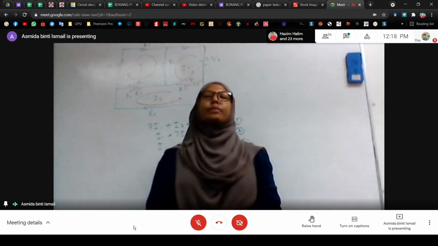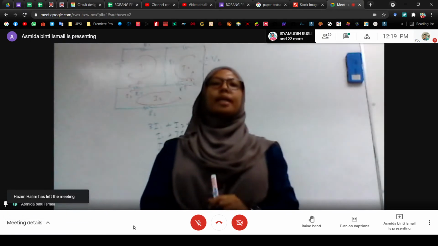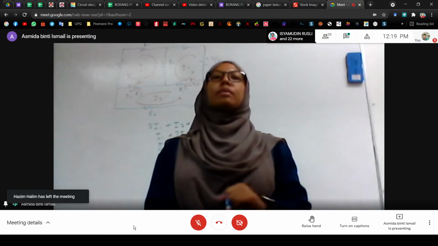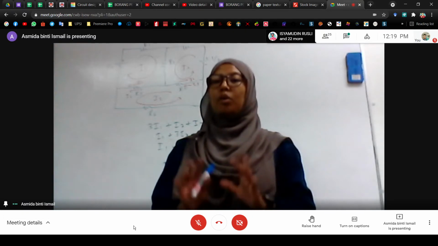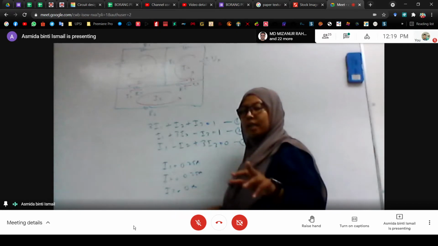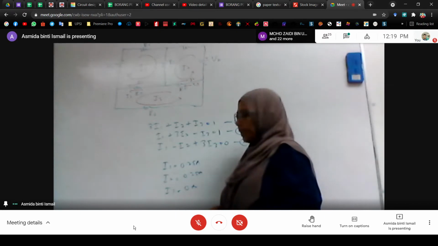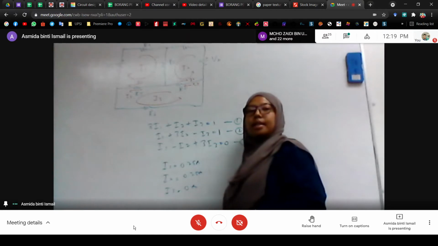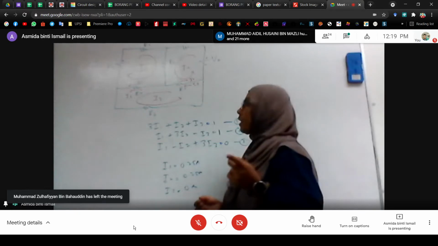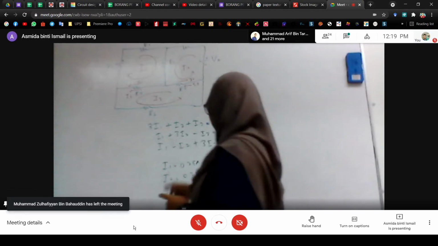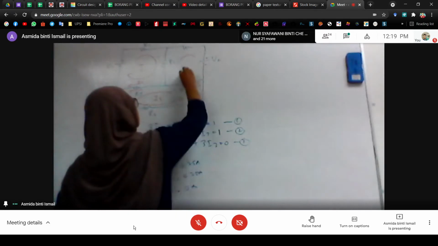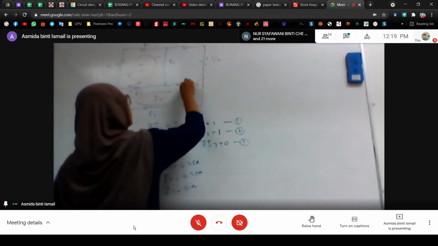If the current directions for I2 and I3 are changed, write the new KVL equation given the values for R1, R2, R3, R4, R5, R6. It's the same. For the next question, you need to change the current direction for I2 and I3. I2 and I3 means this direction of current, you need to change.